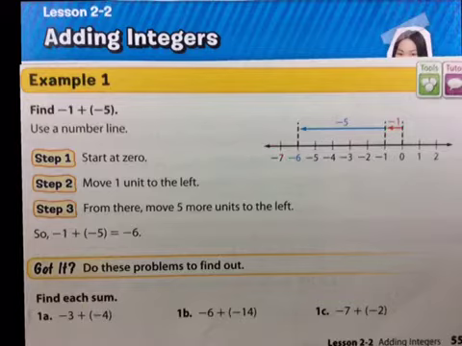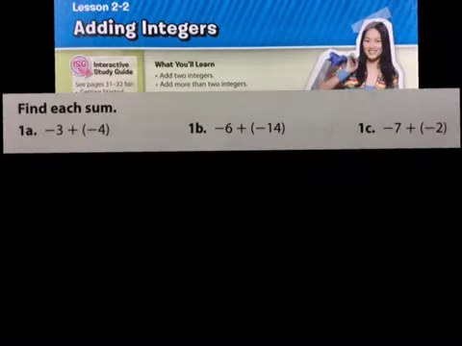Let's try 1A, B, and C. So 1A, I have -3, and then I have another -4. When you put them together, you're going to have -7, right?